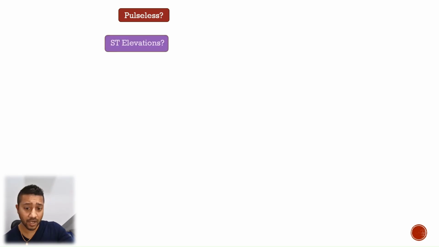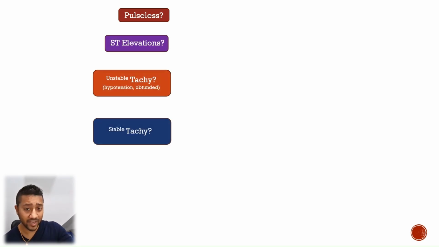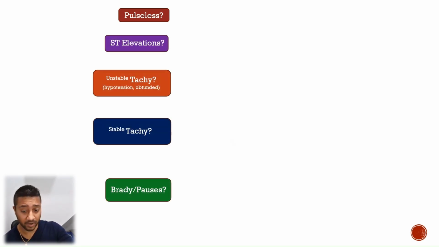Now, when I have an EKG problem in front of me, the first thing I'm trying to determine is what category does this patient fall into? In other words, are they pulseless? Are they having ST elevations? Are they tachycardic with instability? Are they tachycardic and stable? Or are they bradycardic? Or do they have pauses? So first, are they pulseless?